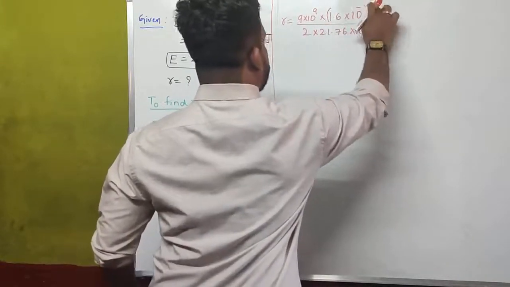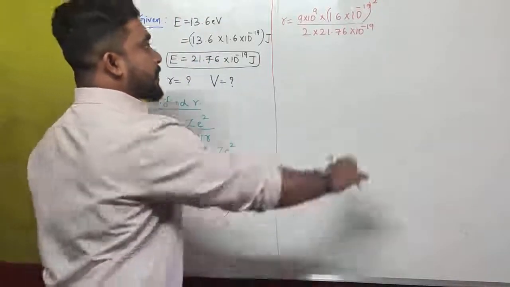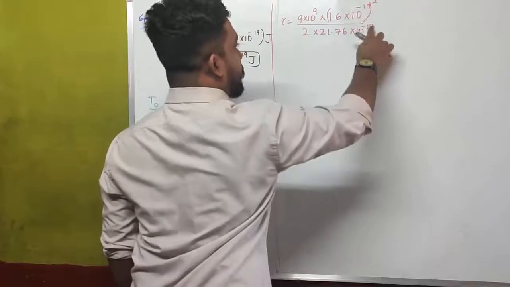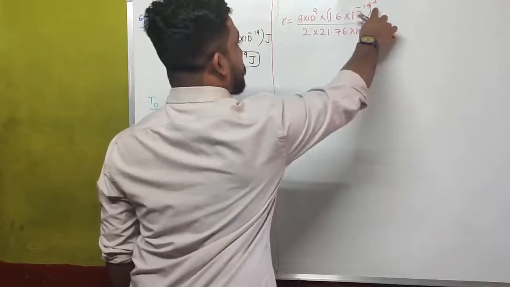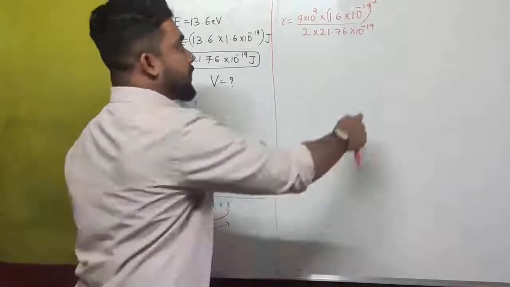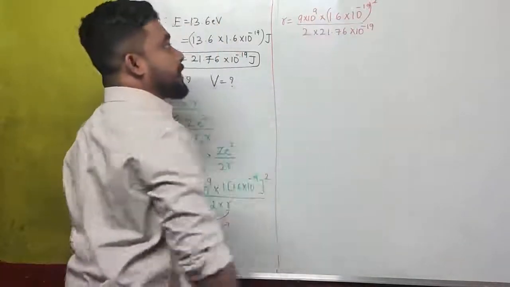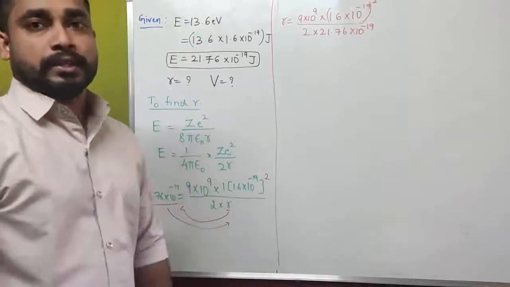This is (1.6 × 10^-19)². This is 10^-38, and the remaining thing is 10^-19 only. Okay, 38 minus 19 is equal to 19 only. 19 plus 9 is equal to minus 10.